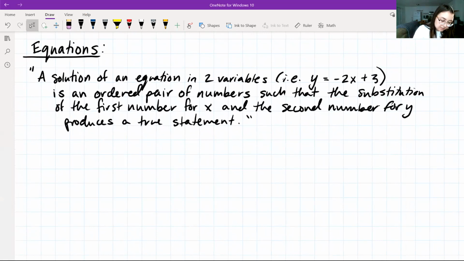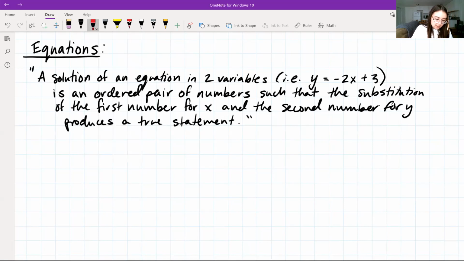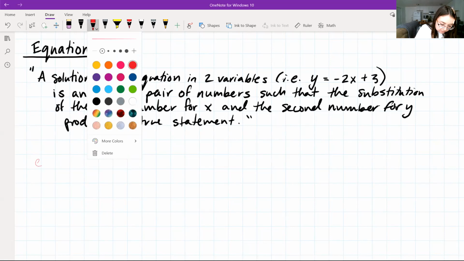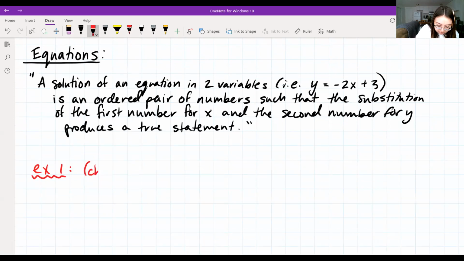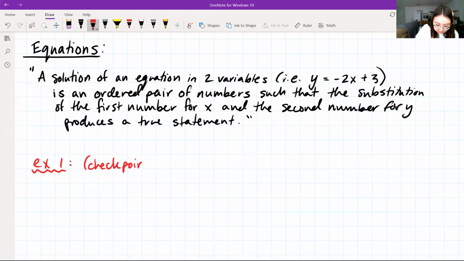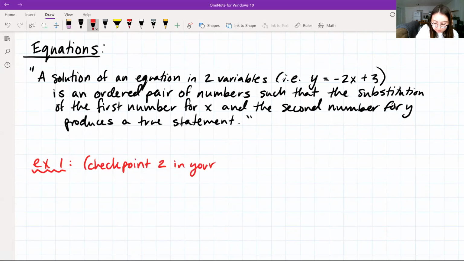So let's do an example. I'm going to use a different color here. So let's do red now for our first example. Okay, so we have our first example here, and this example is actually going to be Checkpoint 2 in your book, if you ever want to go look at it.